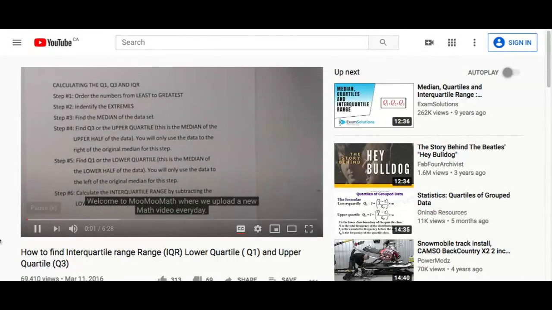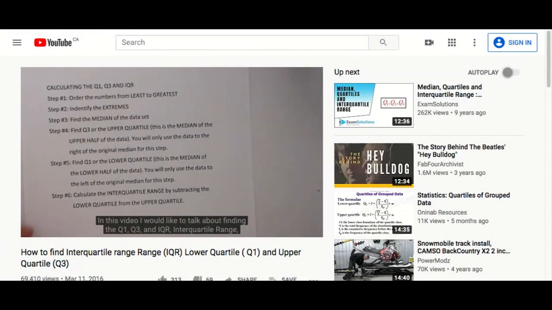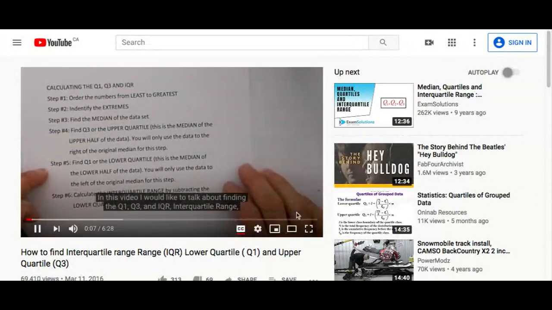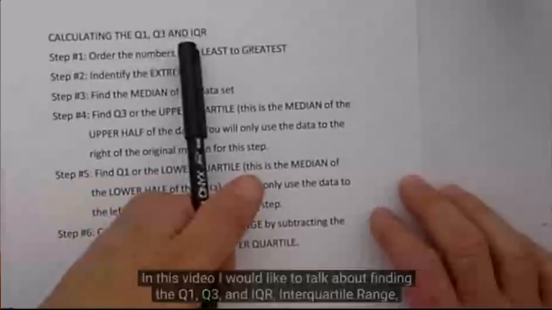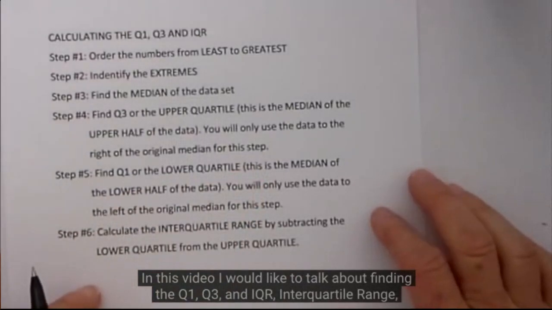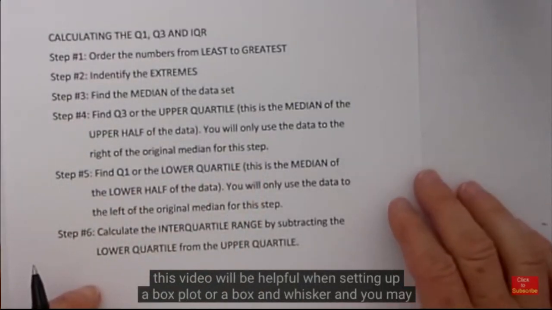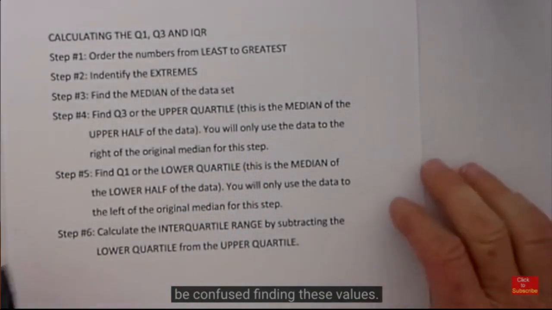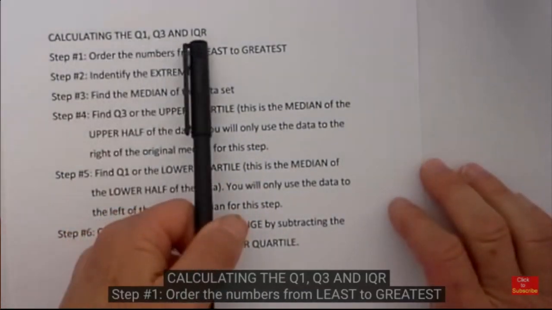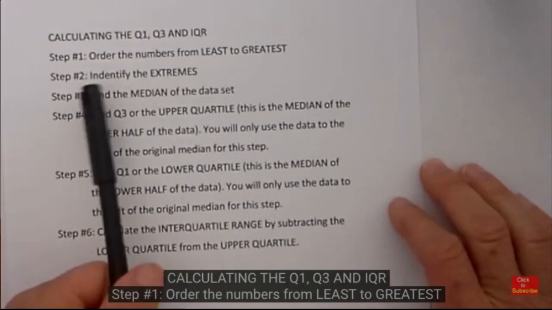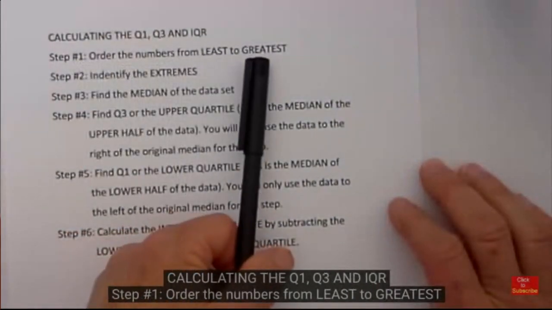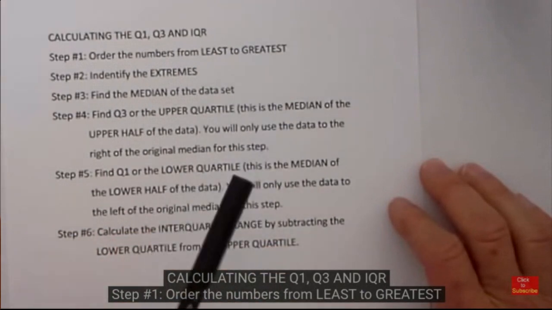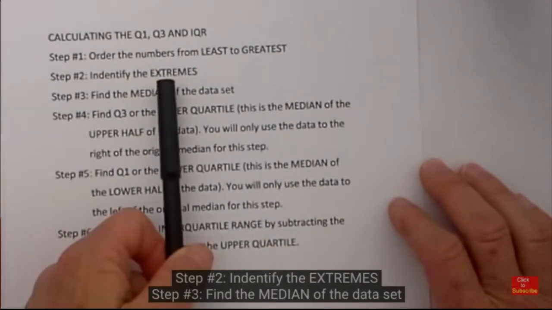Moo Math, where we upload a new math video every day. In this video, I would like to talk about finding Q1, Q3, and IQR, the interquartile range. This would be helpful when you're setting up a box plot or doing a box and whisker. You may be a little bit confused in finding these numbers. Step 1 in finding Q1, Q3, and eventually the IQR is you'll need to order the numbers from least to greatest. Once they're in order, step 2 is you need to identify the extremes.